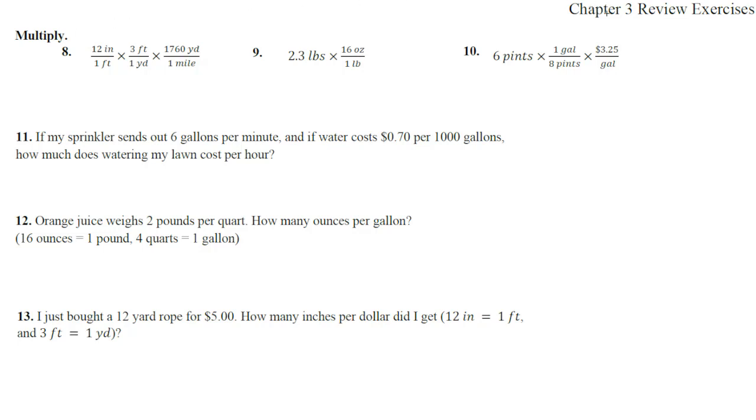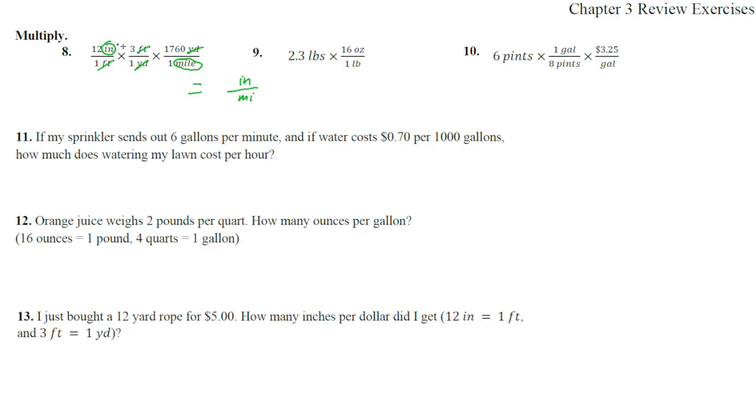Here we are in Chapter 3, review exercises 8 through 13. We're multiplying fractions and we're in unit conversion. So let's multiply, see if anything cancels. The feet cancel, the yards cancel, and so we're going to be left with inches per mile. Oh, that's going to be a big number, and we just take 12 times 3 times 1760.